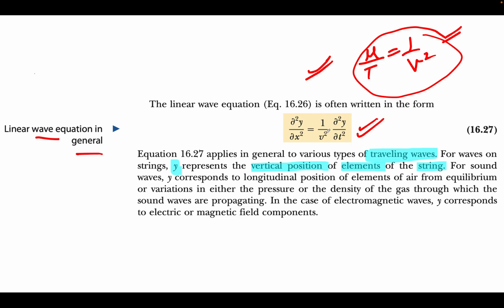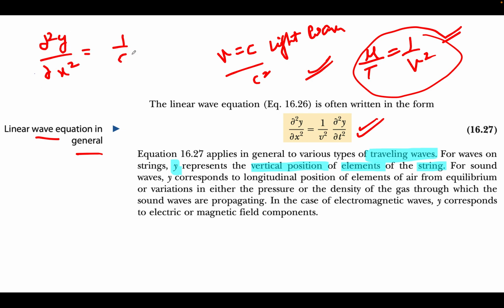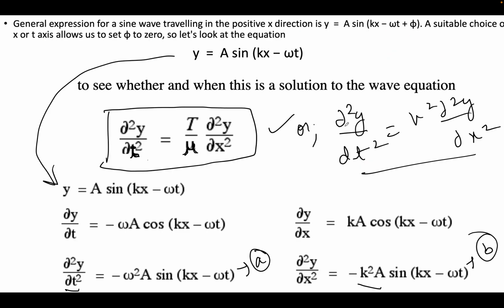Okay. And if we talk about the light wave, what will happen? V will be replaced by C, where C is the speed for light wave. If we talk about photons or light wave, this wave equation can be written as del 2y by del x square is equal to 1 by c square del 2y upon del t square. Okay, so let us see how we can write this equation, where mu by T is equal to 1 by v square.